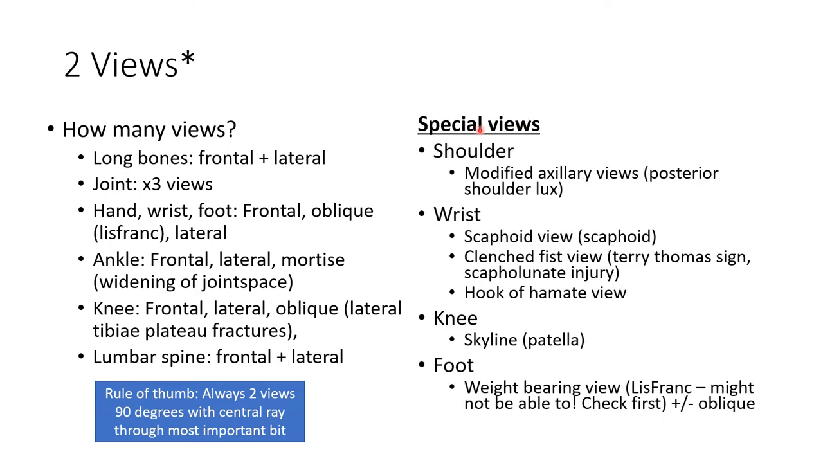Okay, then the special views. There are lots of special views, but some of the ones that we might encounter are the modified axillary view for posterior shoulder dislocations. You have the scaphoid view for the wrist. You have the clenched fist view, for perilunate or scapholunate dislocation, which are hard to find, where you might see the Terry Thomas sign, as we'll talk about. Then I think it's called the carpal tunnel view, or hook of the hamate view, and that's special if you have a hamate fracture.